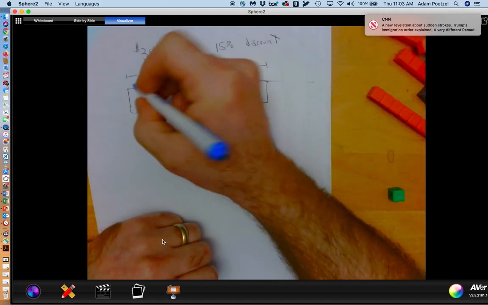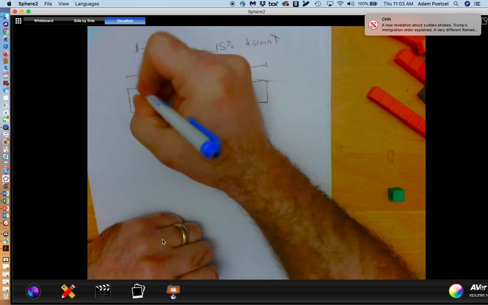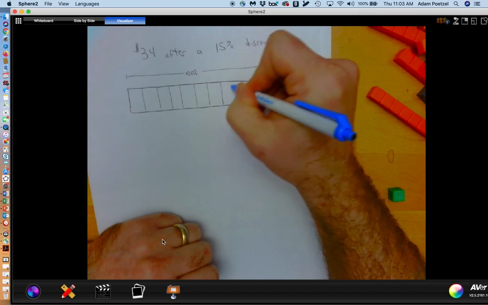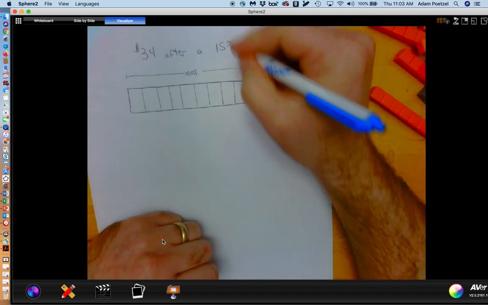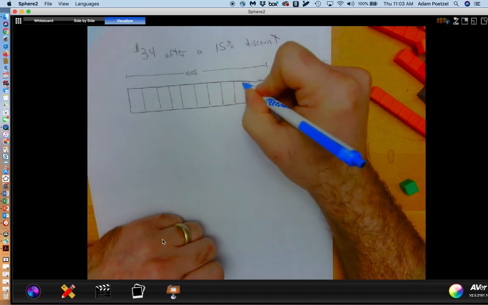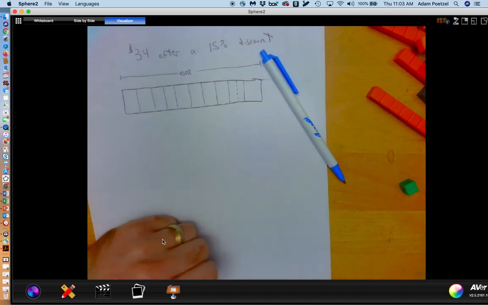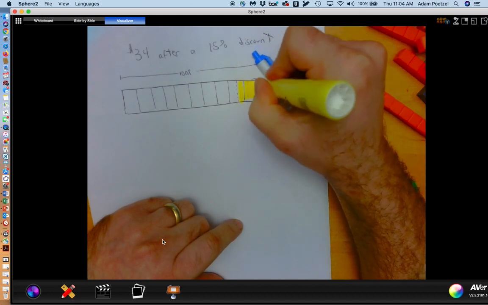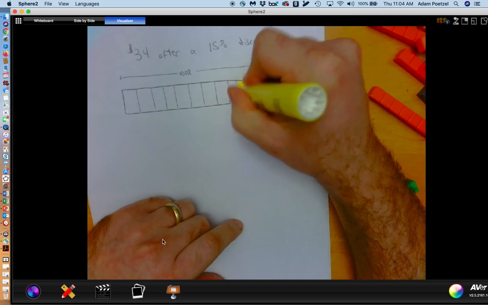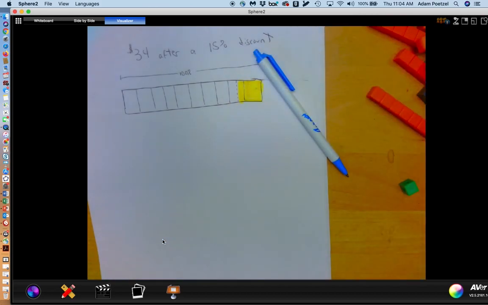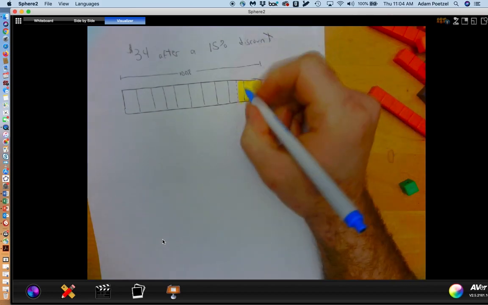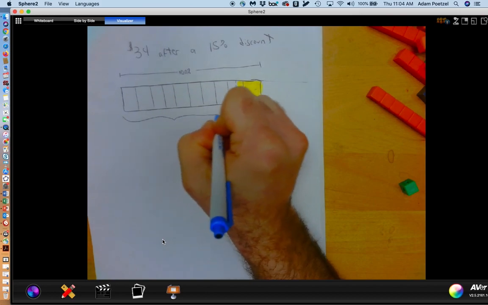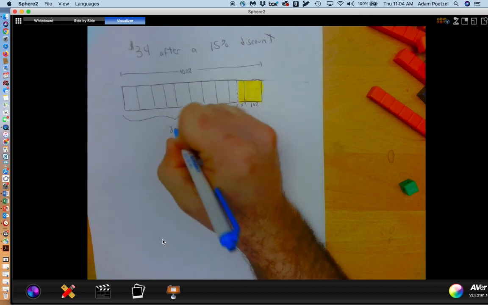So if I want to break it into groups of 10 to get 10%, I might do that. So each of these would represent 10% discount. So what would a 15% discount look like? Well, I guess it would be half of that, right? So this here would be 5%, and this here would be the 10%, right? So what's left here? Then all of this represents 85%.